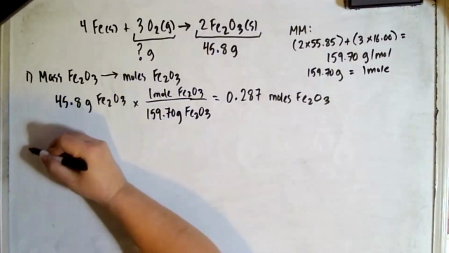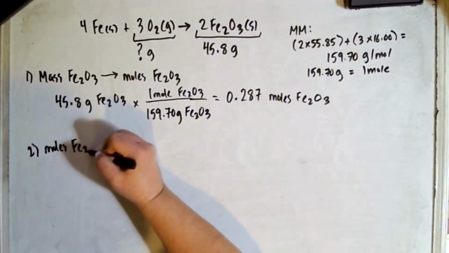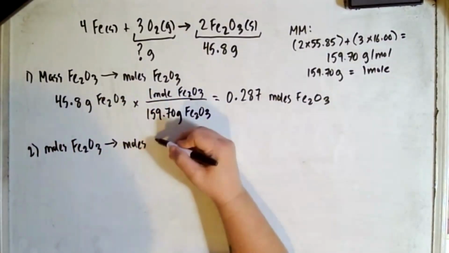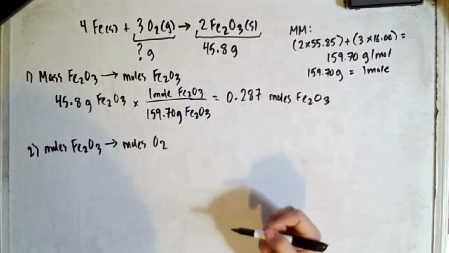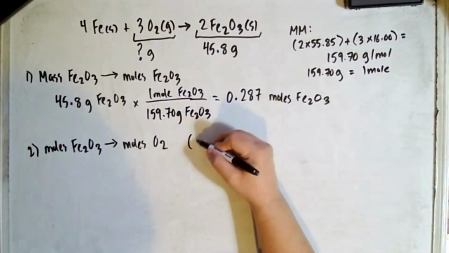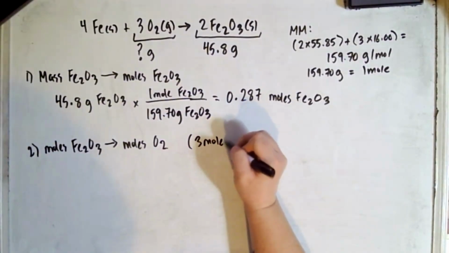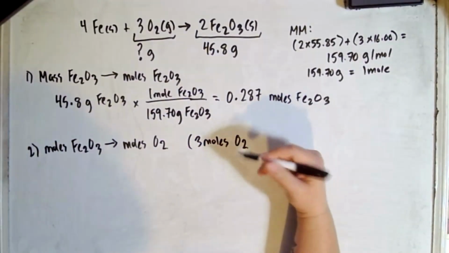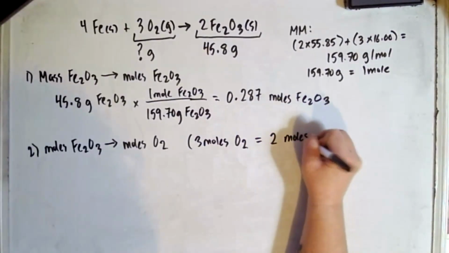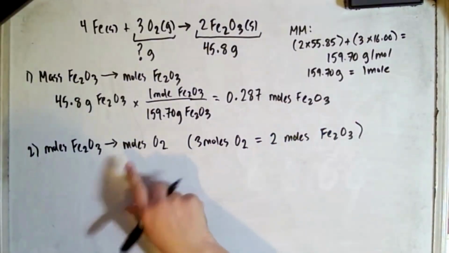Okay, our second step is going to be to take our moles of Fe2O3 and to turn it into moles of O2. And for this part, we're going to be using our balanced equation. And remember that our balanced equation tells us that for every 3 moles of O2 that we use, we're going to be forming 2 moles of Fe2O3. Okay, that's the relationship that we're going to use in step 2.